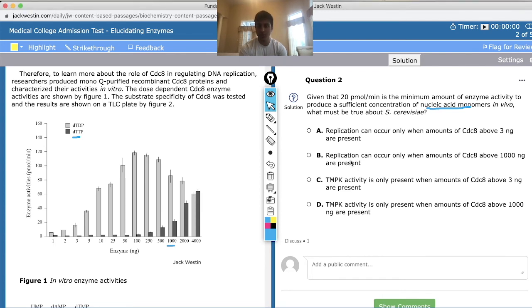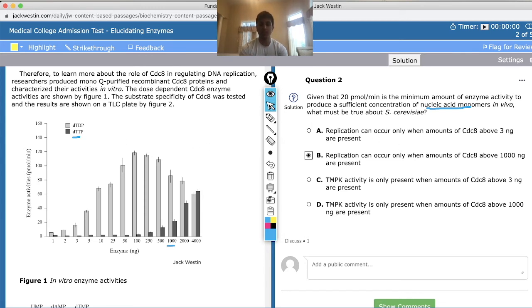So replication can occur when amounts of CDC8 are above 1,000 nanograms, because when it's above 1,000 nanograms, we have 20 picomoles per minute or more of dTTP being made, because we need the dTTPs for DNA synthesis. So let's look at the other options.